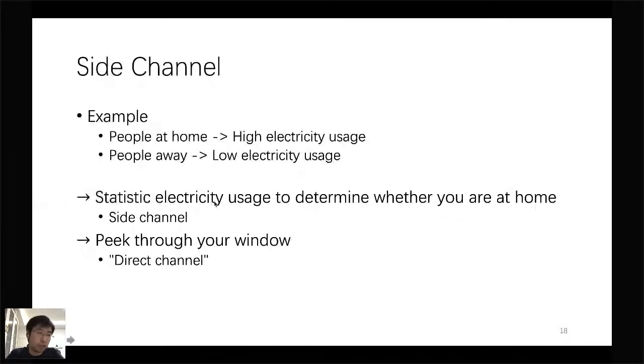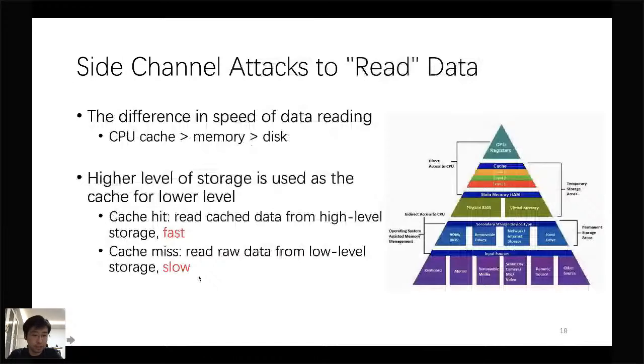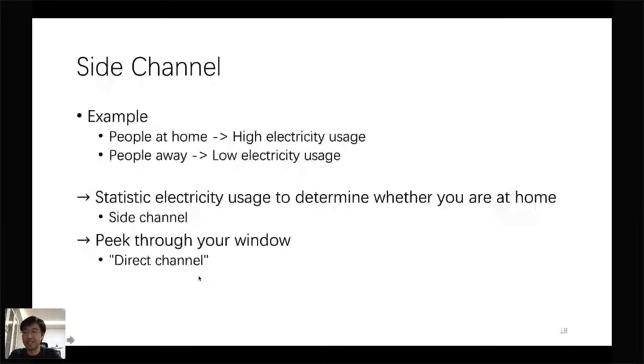But when we try to determine whether the person is at home or not, the direct channel is that we can just peek through his window, and we can see whether the person is really at home. We can directly see it. But the side channel way is that we do not need to really peek through the window. We can just monitor his electricity usage. And if the electricity usage is higher than, say, a benchmark, we can determine that the person is at home. Else we can say the person should be away.